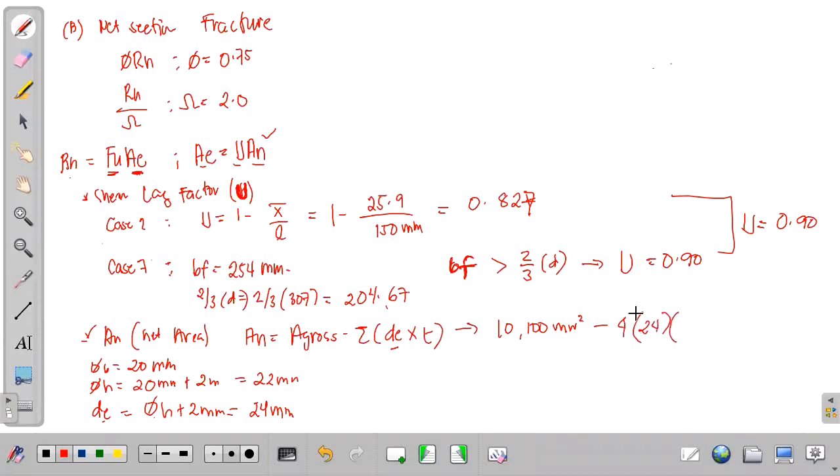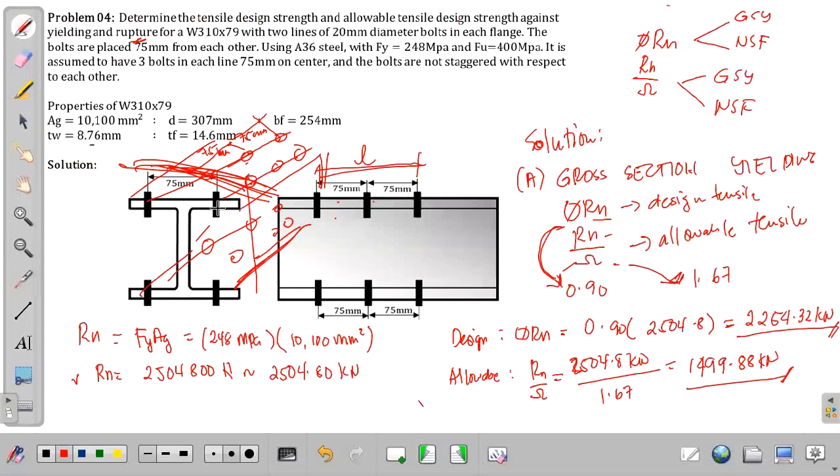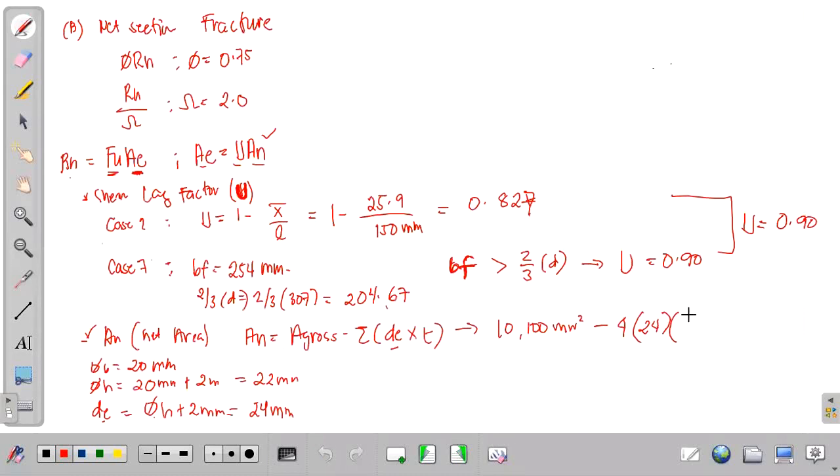Ano yung kukunin nating thickness? Anyone? Yung thickness ng flange, right? Since andito yung bolt. Since yung flange is connected dito sa flange, yung bolt is connected dito sa flange, ang kukunin nating thickness is yung thickness ng flange, which is equal to 14.6. So we have 14.6. So kindly solve for the net area.